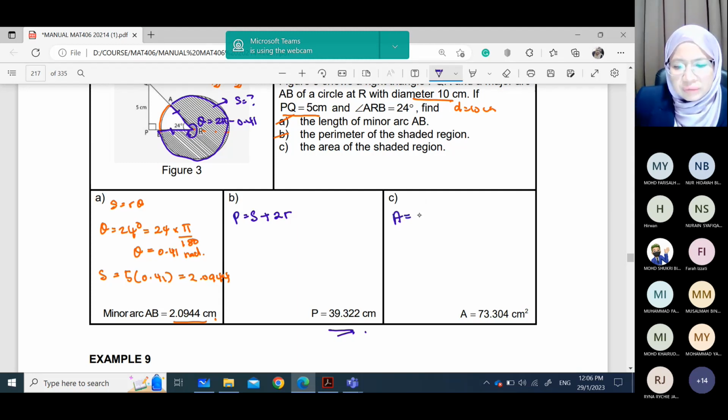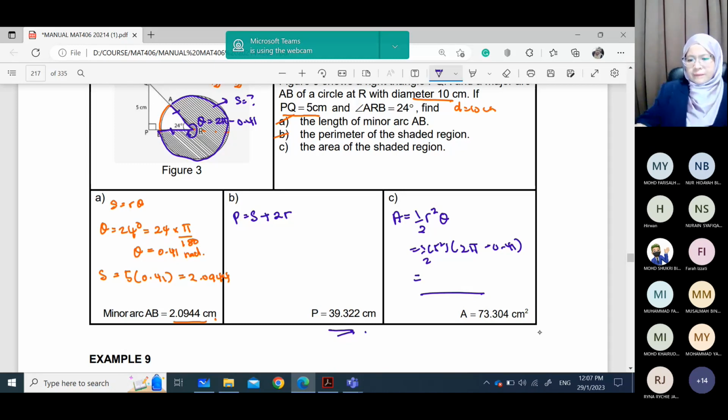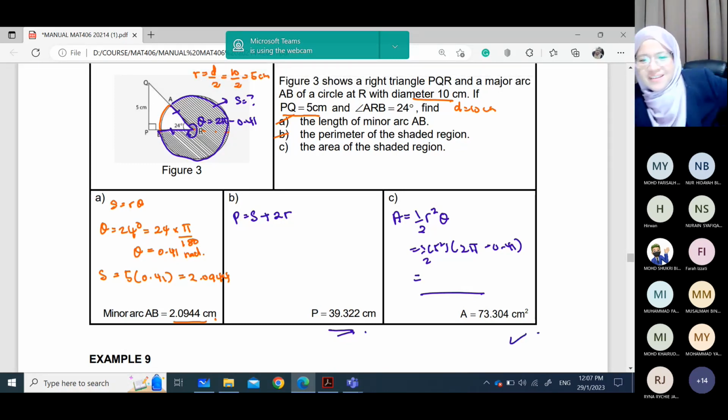So untuk area, 1 over 2 R squared theta. So dia suruh cari area of the shaded region. So area of the shaded region is based on this angle. You masukkan je lah dalam tu. 1/2 radius. Radius kita tadi berapa? 5. 5 squared multiply with theta. Theta is 2 pi minus 0.41. So you akan dapat nilai dia yang ni. Okay, boleh tak?